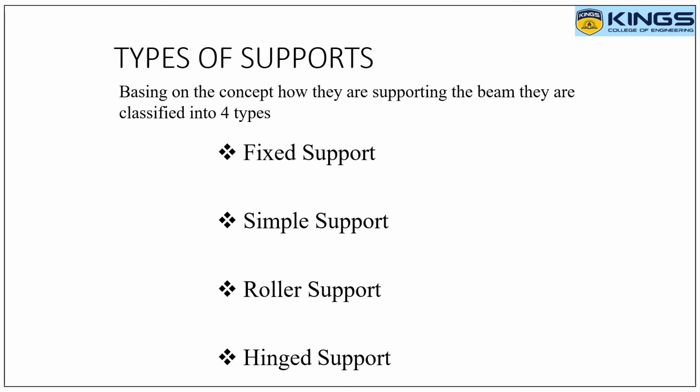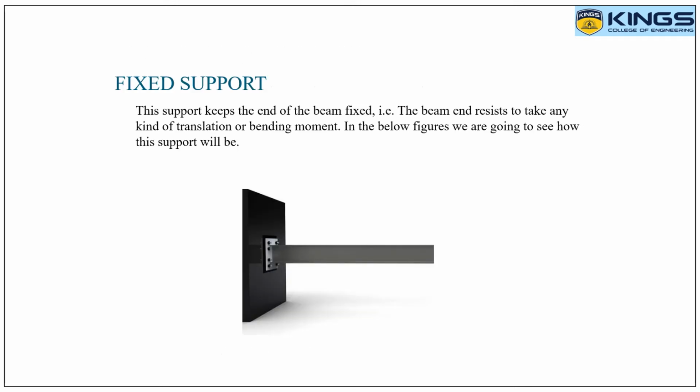So what are all the types of supports? Based on how they support the beam, they are classified into four types: fixed support, simple support, roller support, and then hinged support. So let us discuss all these supports one by one. Fixed support.